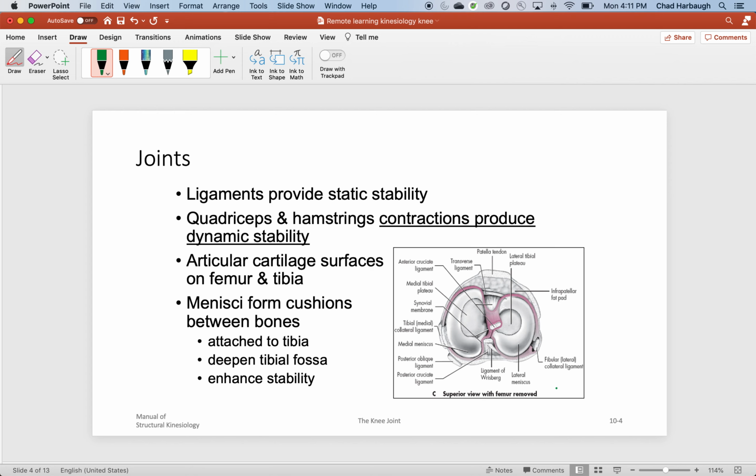When we're looking at stabilization, particularly ligamentous structures, the ligaments provide static stability. When the knee joint is in extension, the ACL, PCL, medial collateral and lateral collateral ligaments will provide stabilization. During a flexed knee position, the quadriceps and the hamstrings contract to produce dynamic stability.